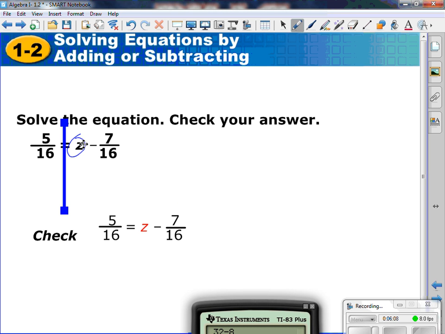Variable on the right-hand side. What's over there with my variable? Negative 7/16. How do I get rid of a minus 7/16 or negative 7/16? Add to both sides 7/16. Whatever I do to one side, I have to do to the other. 5/16, 7/16. What's nice about this fraction? The denominator is the same. When the denominators are the same, you just add the top numbers. What is 5 and 7? 12/16.